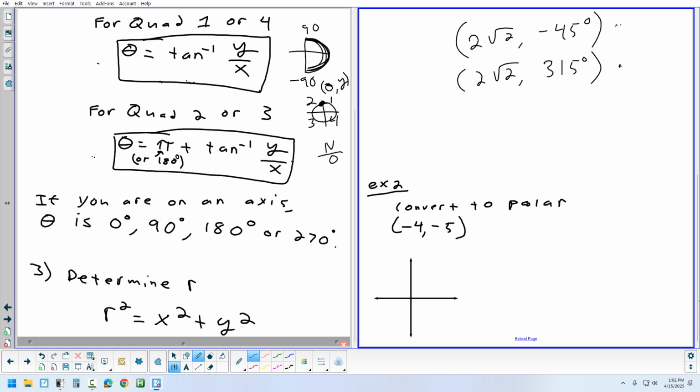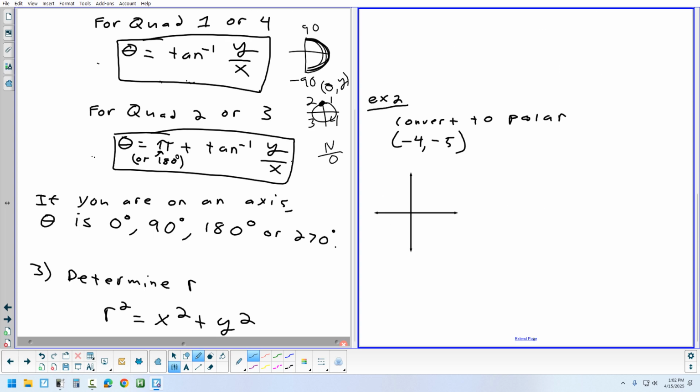Let's do this one. Convert to polar. Okay, where's -4 and -5? In quadrant 3. Right about there. What's the formula to find theta in quadrant 3? You have to add a pi. Right, if we're going to do it in radians, we need to add pi, or in degrees, 180. We're going to add 180 first. So put 180 plus, and now you can do the inverse tangent y over x.